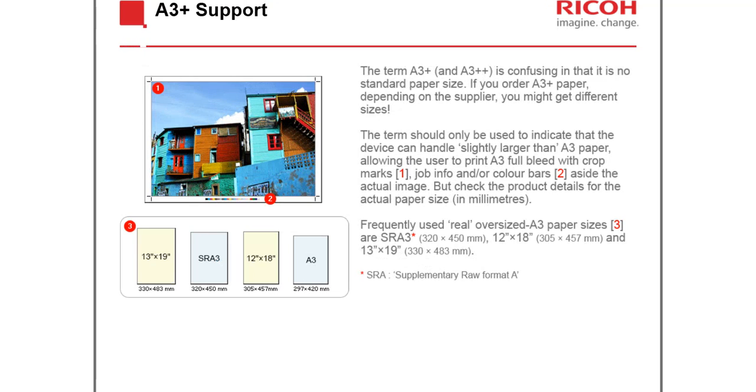The term A3 Plus and A3++ is confusing in that it is no standard paper size. If you order A3 Plus paper, depending on the supplier, you might get different sizes. The term should only be used to indicate that the device can handle slightly larger than A3 paper, allowing the user to print A3 full bleed with crop marks, job info and/or color bars aside the actual image. But check the product details for the actual paper size. Frequently used real oversized A3 paper sizes are SRA3, 12 inches by 18, and 13 by 19.